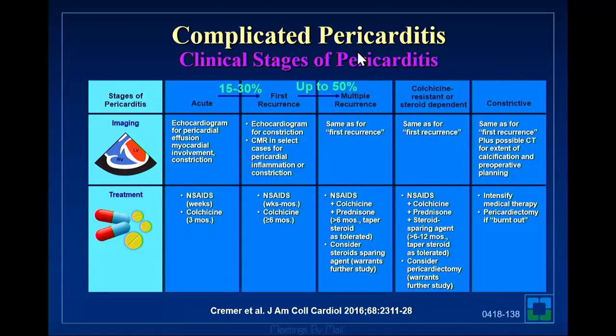There are different stages of pericarditis. Who thought it was so complicated? But you have acute or first recurrence, multiple recurrences, you have colchicine resistant, steroid dependent, and you have constriction. And then you have choices of when to do the echo, for example, looking for effusion, when do you do an MRI, when do you do a CT. And then you have the different therapies, NSAID and colchicine for weeks to a few months, and weeks to 6 months, and then when do you add prednisone, and when do you do steroid sparing, and when do you do pericardiectomy.